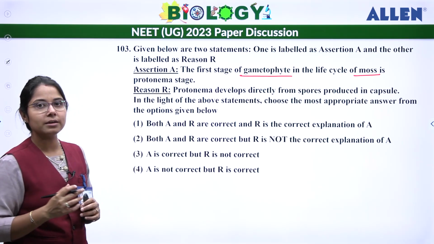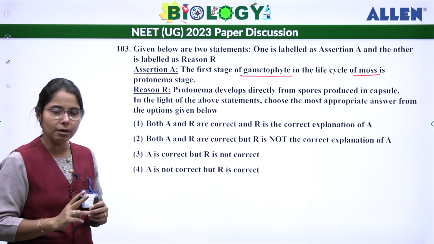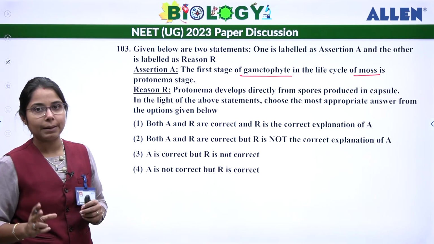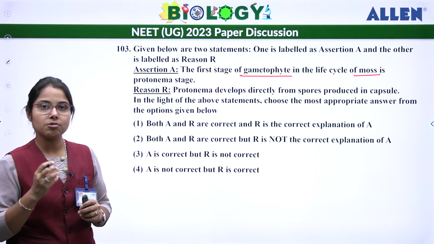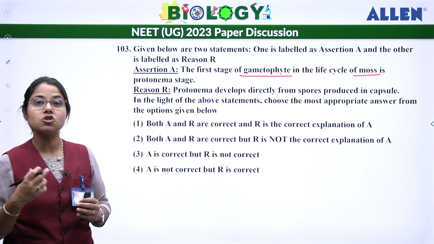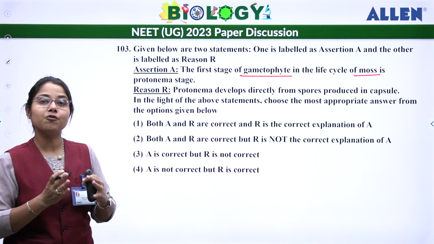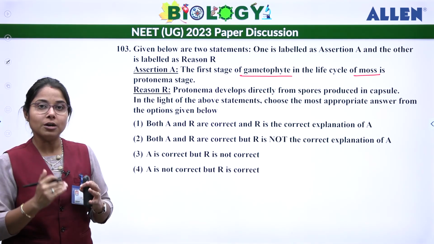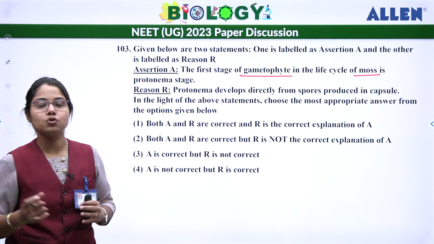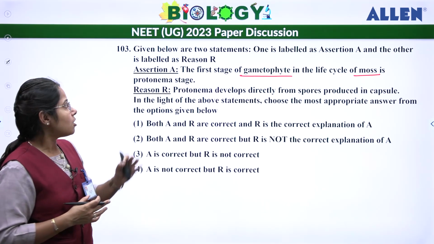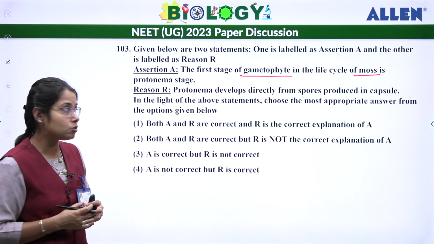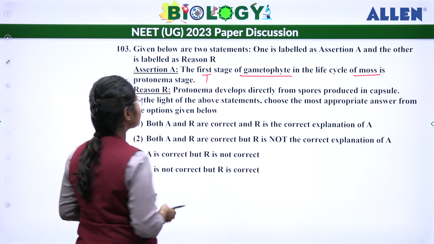So in mosses, the gametophyte is of two types. One is your protonema, which is filamentous green structure, and the other stage is your leafy gametophyte. Okay. So when the spore is released from the capsule, the spores will fall on the substratum and it will germinate to form the protonema, that is the filamentous structure. Okay, so first the protonema will develop. On the protonema, the buds will develop, which will later lead to the formation of your leafy gametophyte. So the first stage of the gametophyte in the life cycle of moss is protonema stage, which is again a true statement. This is true.